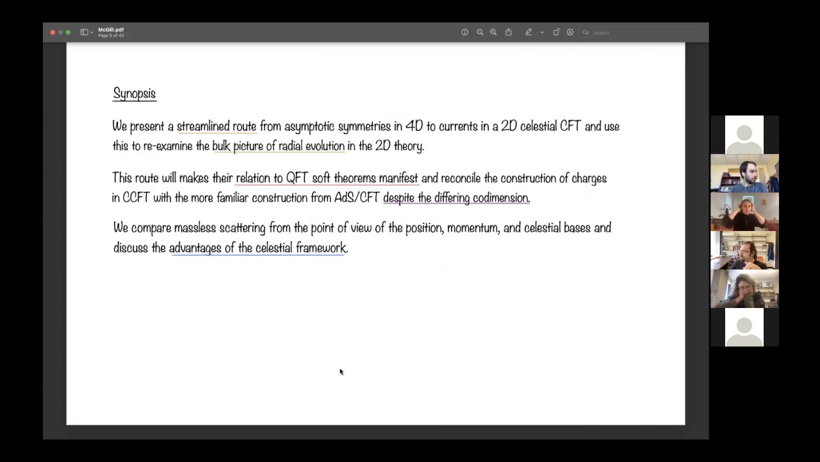Okay, so a synopsis for the talk, in bullet points to make sure that I don't ramble. We're going to present a streamlined route from asymptotic symmetries in 4D to currents living on this 2D celestial CFT. We're going to use this to re-examine the bulk picture of radial evolution in the 2D theory.